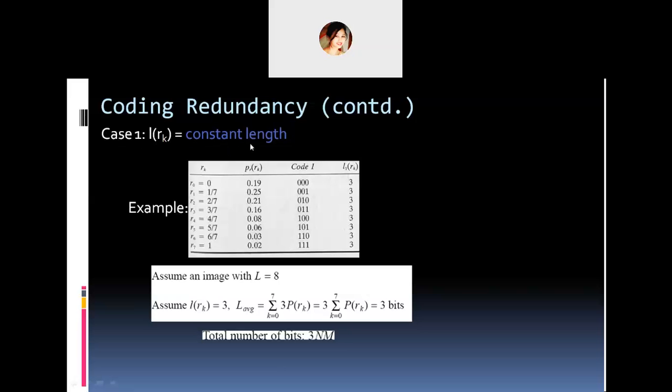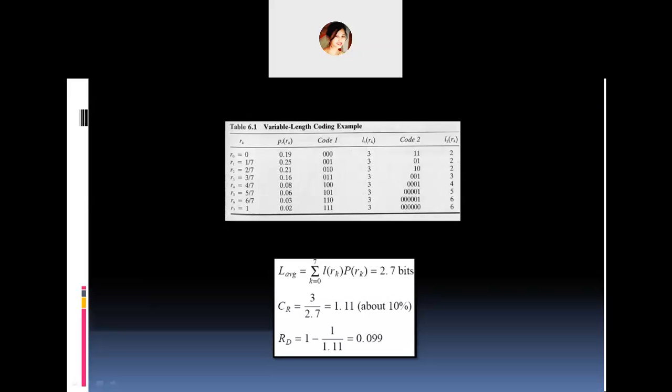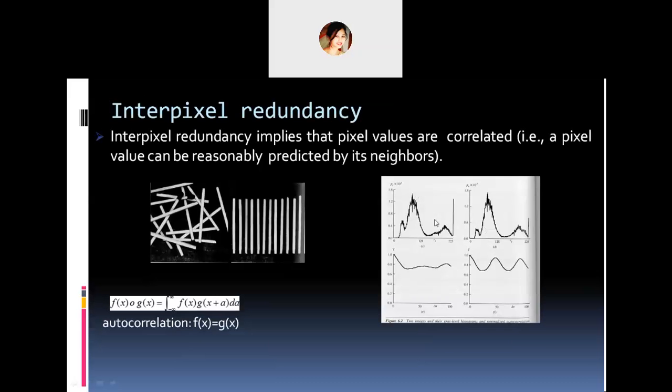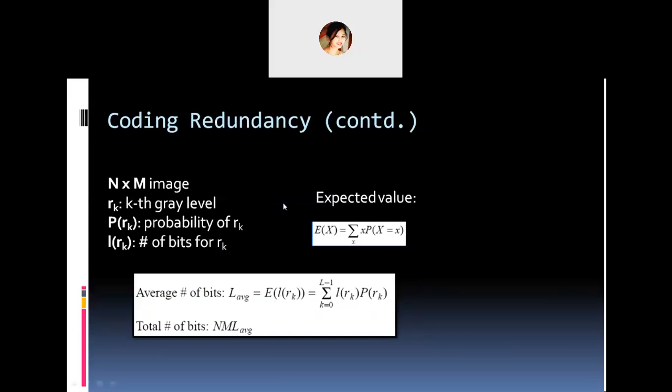So this is case 1, that is when length is constant. l of rk, that is length. So this is constant length, that is the length they have taken is constant. See, this is 3. For each gray level, the length is constant, that is 3. Now, when coding, they are solving it this way.